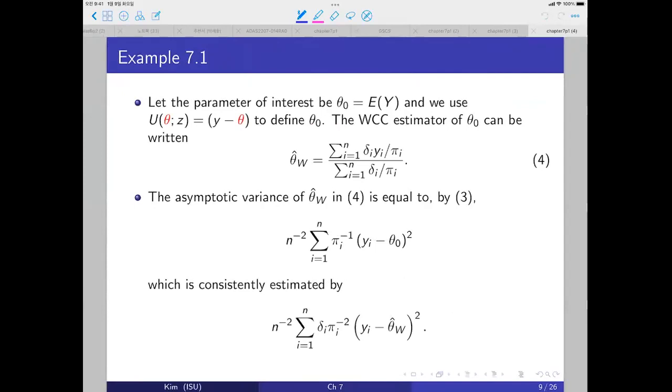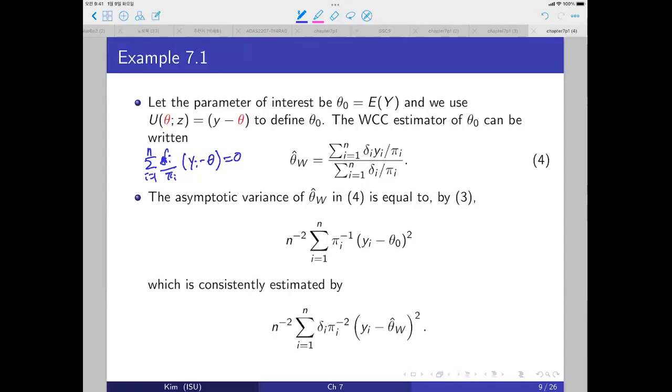So we can move on. So this is an example. Suppose we are interested in the population mean of Y and using propensity weight W_i, I mean the pi_i. Then the equation you want to solve is this one: delta_i divided by pi_i times (y_i minus zeta) equal to 0. Right? So you want to solve this. If you solve this for zeta, you will get this.